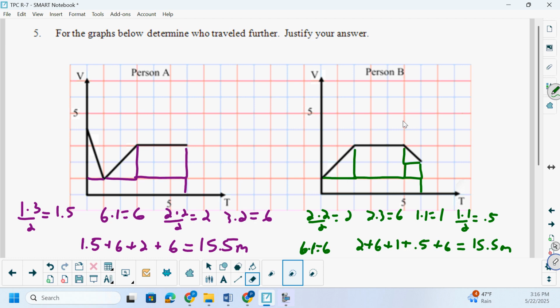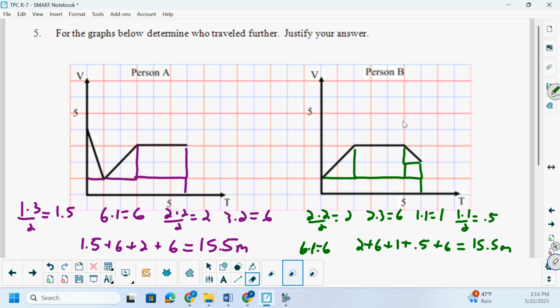All right, so number 5, I split mine up as you see in the purple. You could have split yours up differently, but the way I split it up, I had a 1.5 triangle on the left, a 6 rectangle on the bottom, an area 2 triangle in the middle, and an area 6 on the right. So that ended up giving me 15.5. Again, if you didn't get 15.5 and you split it up differently, you just have to check your work to see where you might have made an error.